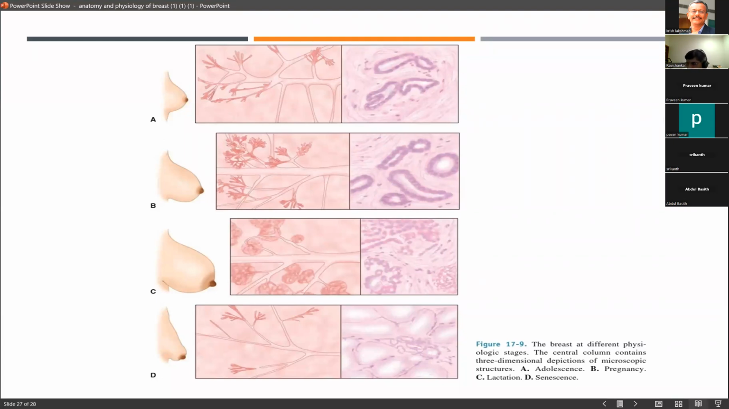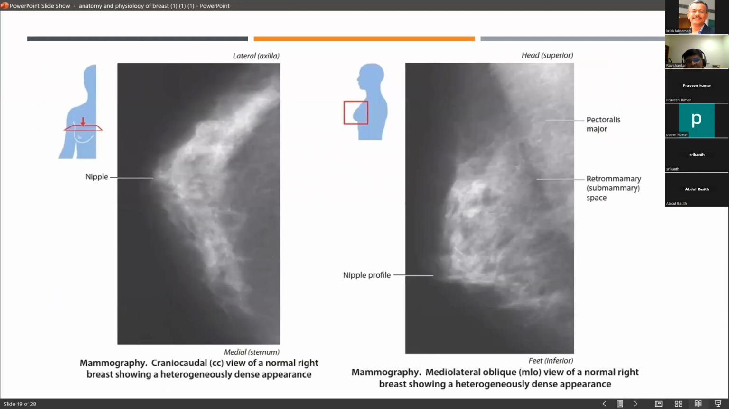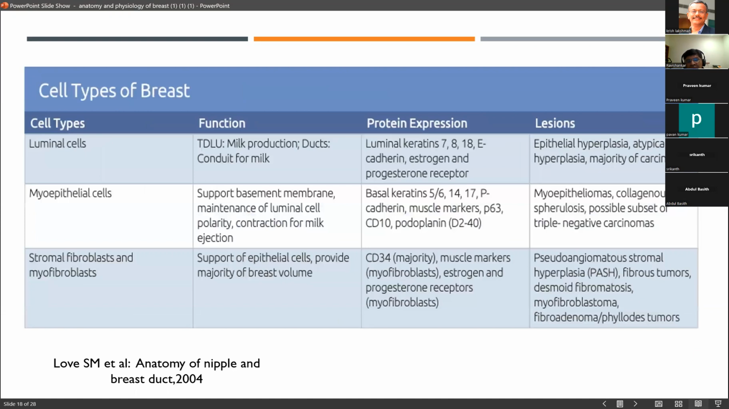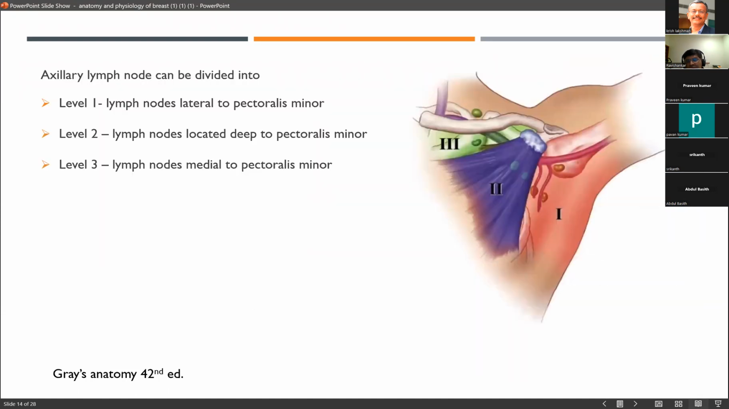In the level 2 nodes, he defined level 1 as lateral to pectoralis minor, level 3 as medial, and level 2 as posterior to pectoralis minor. The Rotter's nodes are between the pectoralis major and pectoralis minor, which is anterior to pectoralis minor. So which group does it belong to? Praveen? I still think it is level 2. Level 2 is on either side of the pectoralis minor. So that again would belong to level 2.